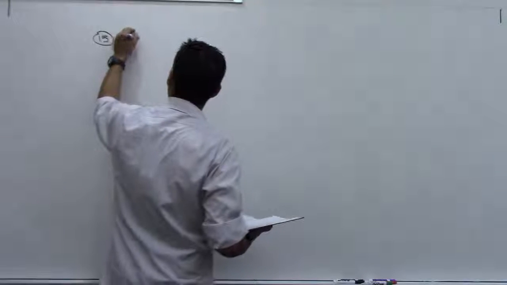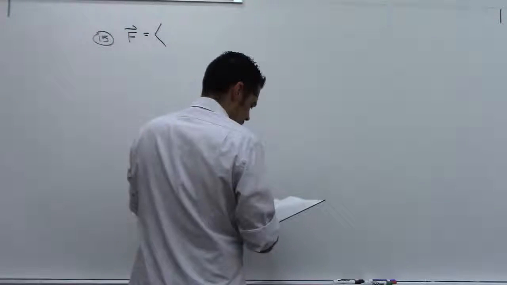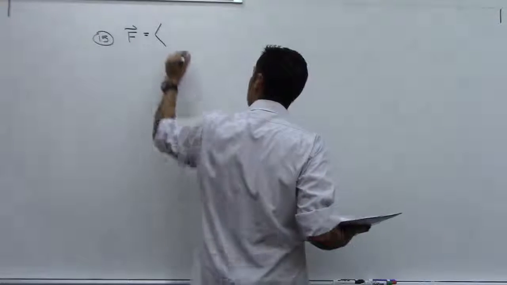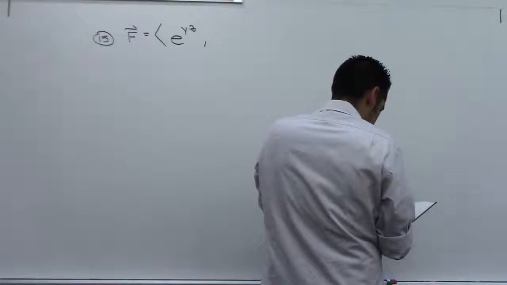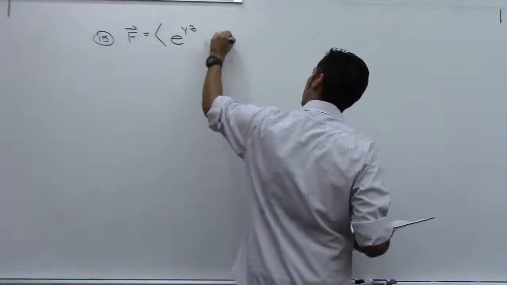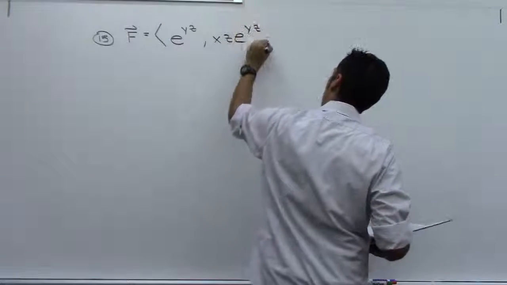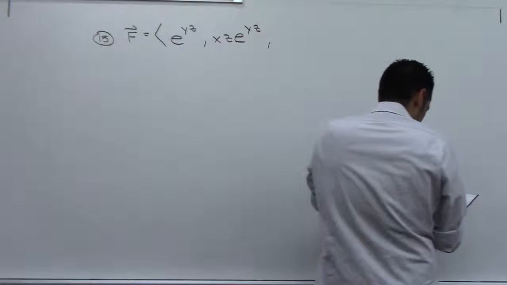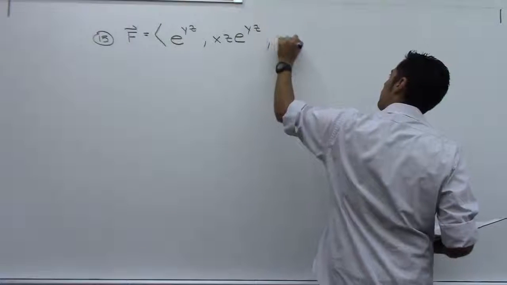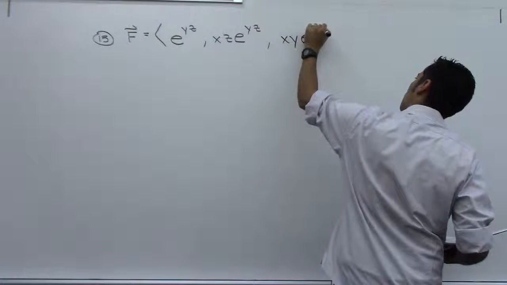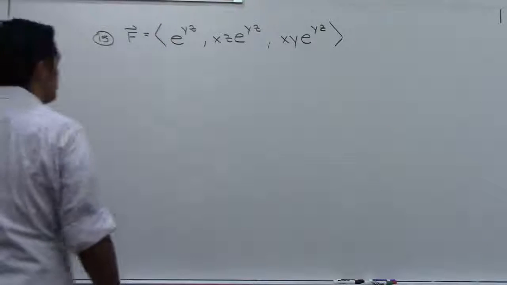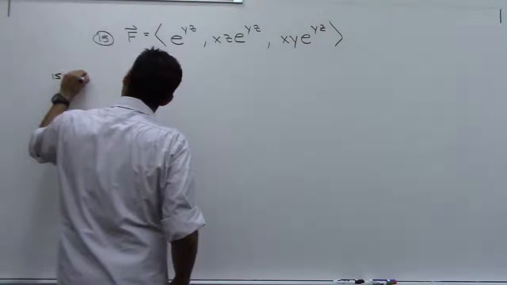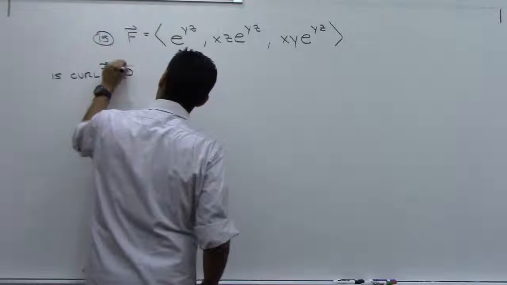So for 15, I have our vector field is e to the yz, and then xz e to the yz, and then xy e to the yz. So is this conservative? I want to know, is the curl of f equal to the 0 vector?